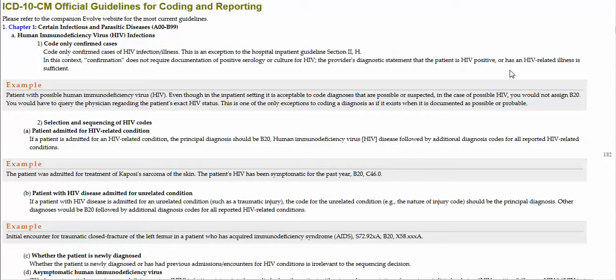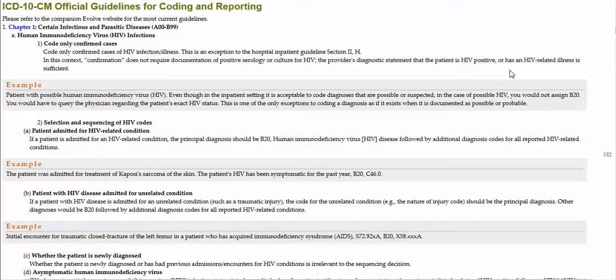So let's break it down. This is really pretty straightforward. Basically what this is saying is unless the doctor says in the chart somewhere that the patient is HIV positive or has an illness that is related to HIV and we know is related to HIV, then you don't code HIV. Why? Because there's such a stigma still attached to HIV infection that if we do, it could be very damaging to someone's life, and their job. It just could be a real problem for them.